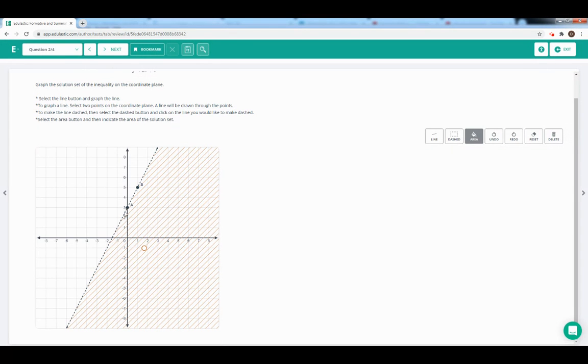But let's think of it as if you were on the line, right? If you were at this point and you dropped down, this is where you shade. If you were to go up, this is where you would shade. So that's how you want to tell the difference between above and below. Just pick a point. If it's below, shade below. If it was above, you would just shade above.